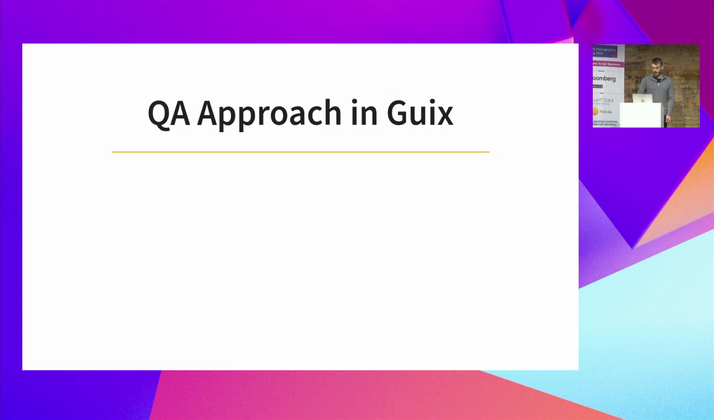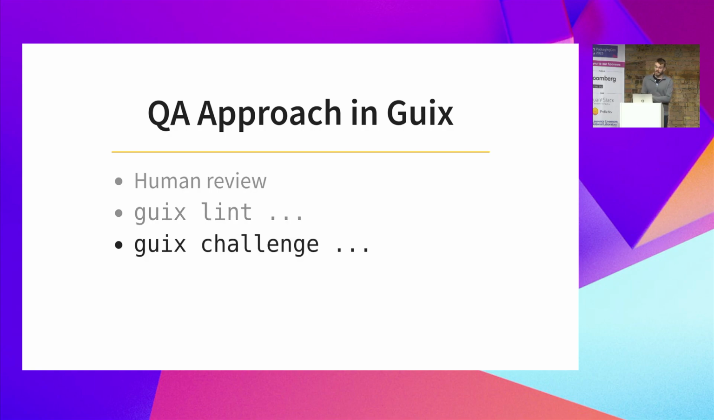As I mentioned, the approach to QA involves human review. I think that's very important. But there's also tooling. So Guix Lint is a tool that helps check a variety of simple things, up to and including security vulnerabilities that have been reported, and formatting issues. There's also Guix Challenge, and this is the tool specifically for checking build reproducibility. It allows you to build it yourself and check the results against various substitute servers and see if you're getting the same bits.